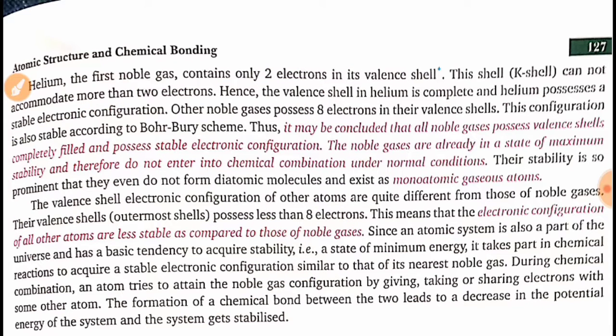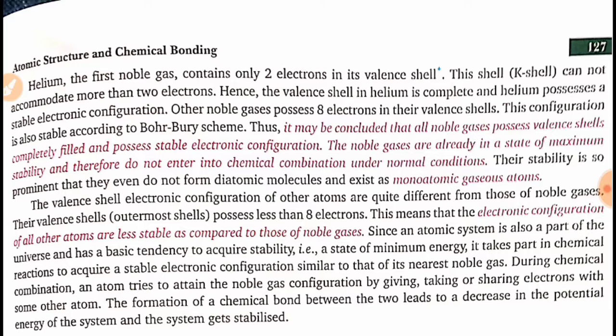Okay, so the valence shell electronic configuration of other atoms is quite different from that of noble gases. Their valence shell, the outermost shell, possesses less than 8 electrons. This means that the electronic configuration of all the other atoms is less stable as compared to that of noble gases. Since an atomic system is also a part of the universe and has a basic tendency to acquire stability, a state of minimum energy, it takes part in chemical reactions to acquire a stable electronic configuration. So this is the reason why other elements go for chemical reactions.